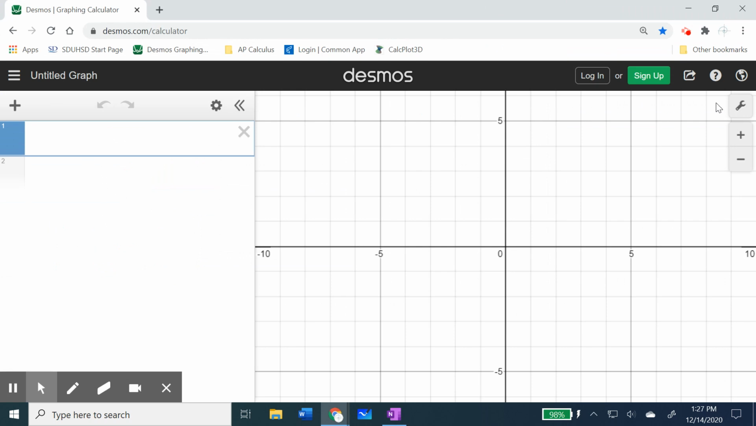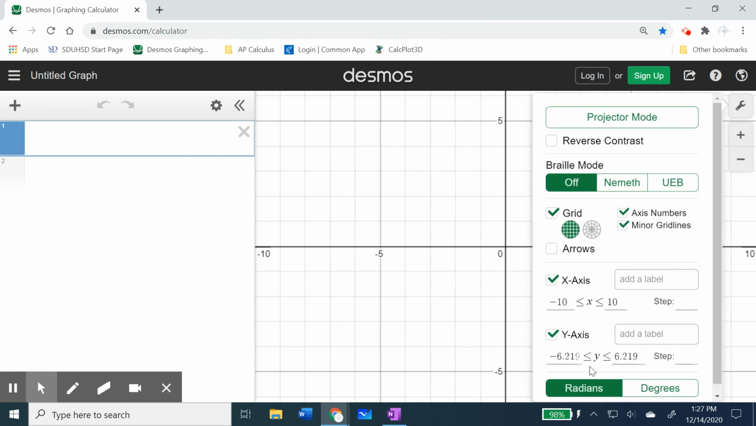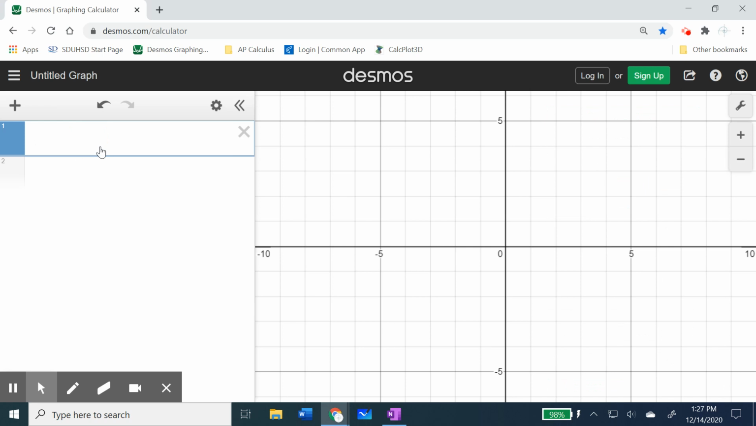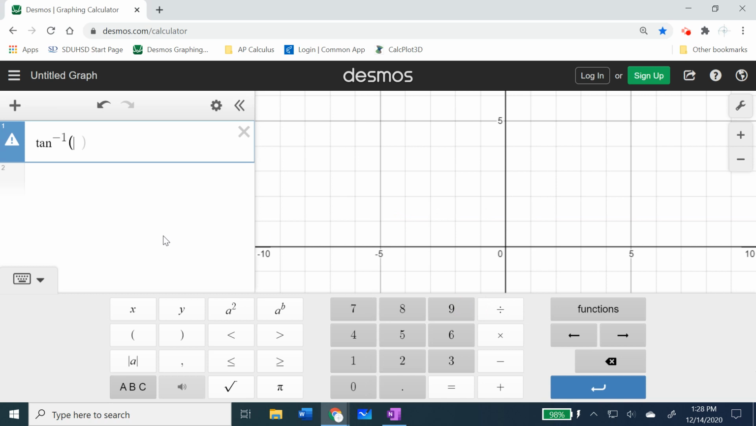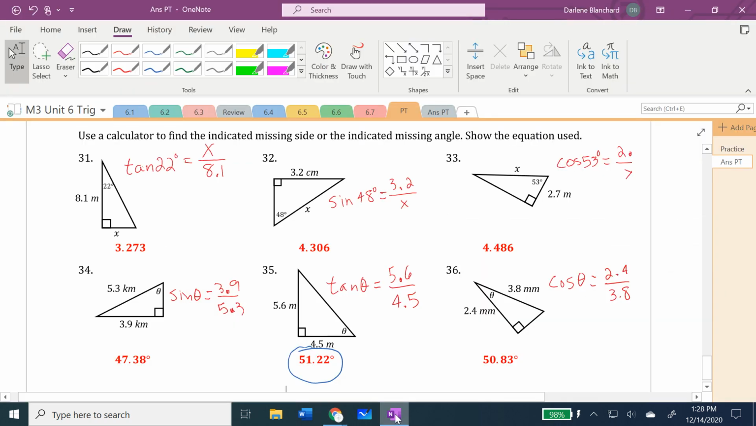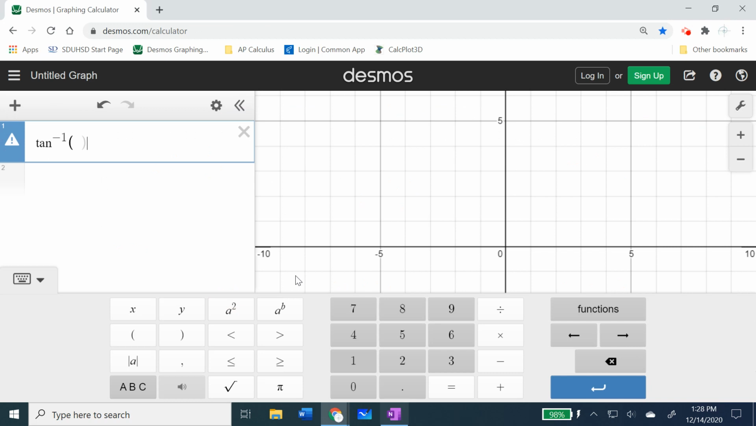If you use Desmos, but I warn you, Desmos defaults in radians. You have to change it to degrees. You can type this in. You have all of your trig functions and your inverse trig functions. Do not worry about the ones that end in H. Don't use them. So the problem we were just looking at, we need to find the inverse tangent of 5.6 divided by 4.5.